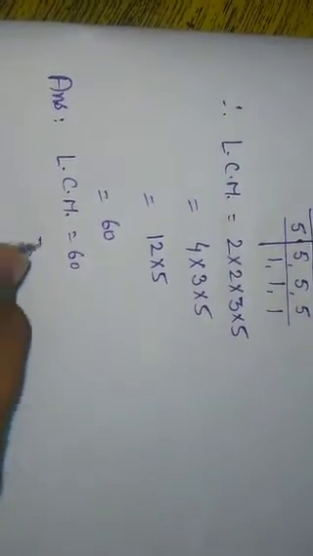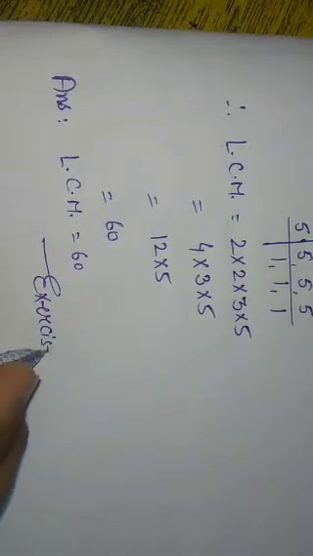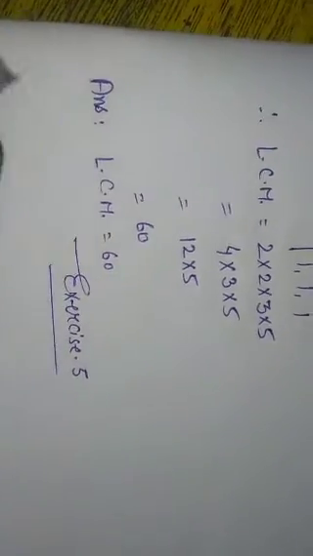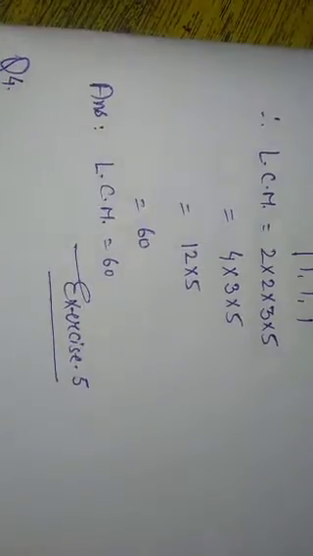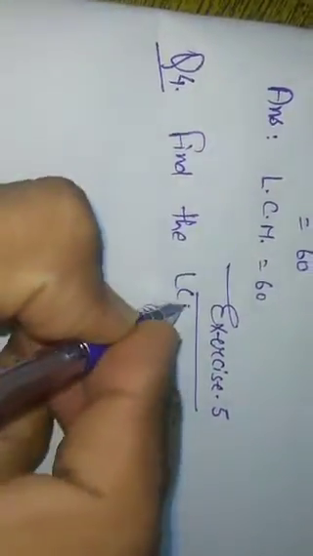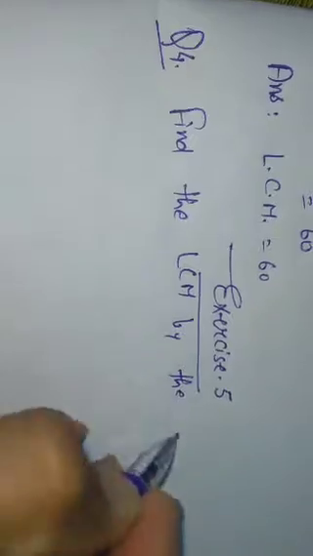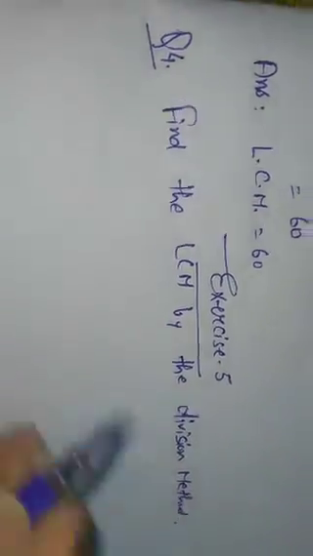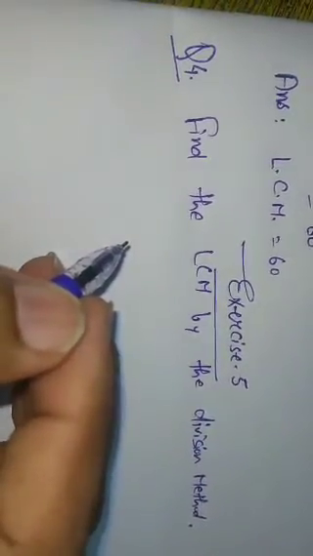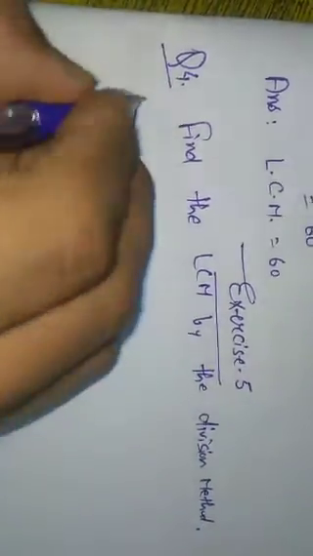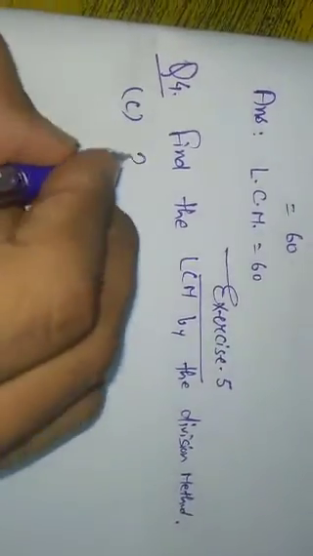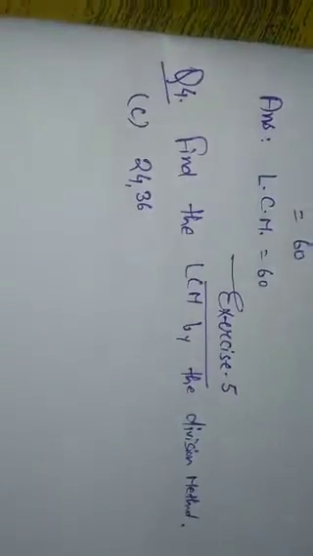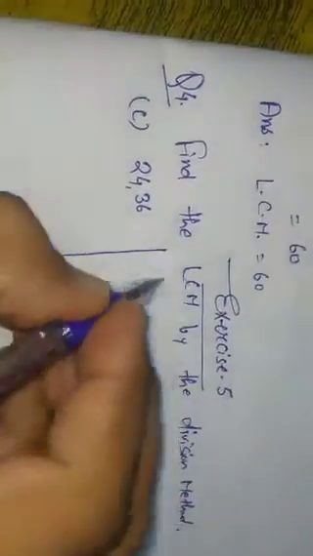Our exercise number is 5, exercise 5. Okay, and question number 4 was going on. Again I will write the question: find the LCM by the division method. Okay students, the A and B parts of this question number 4 have been solved. Now C part, the numbers given are 24 and 36. Okay, so look at the solution here.